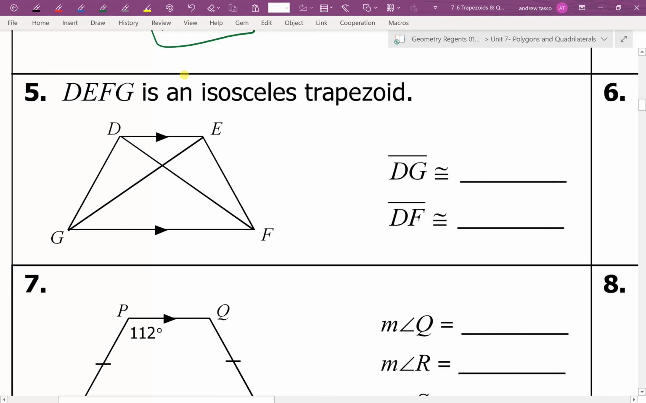Next, this time we have an isosceles trapezoid, so we have those extra properties, being that the diagonals are congruent, for example. DG would have to be congruent with EF, and then DF would have to be equal to GE. So that's the definition of an isosceles trapezoid, is that these are equal, and then an extra result we get is that the diagonals are equal.